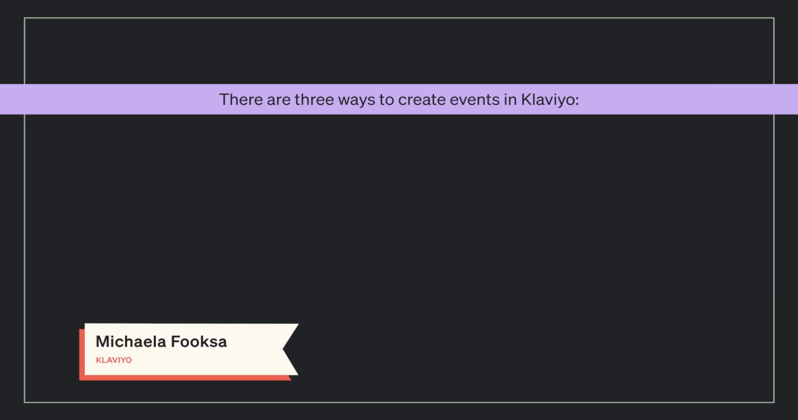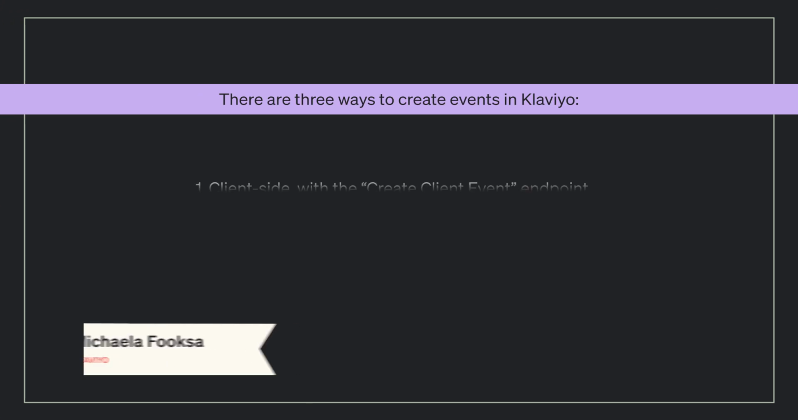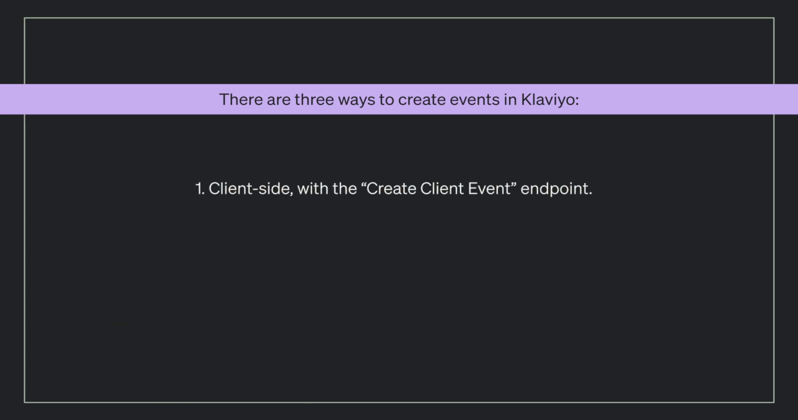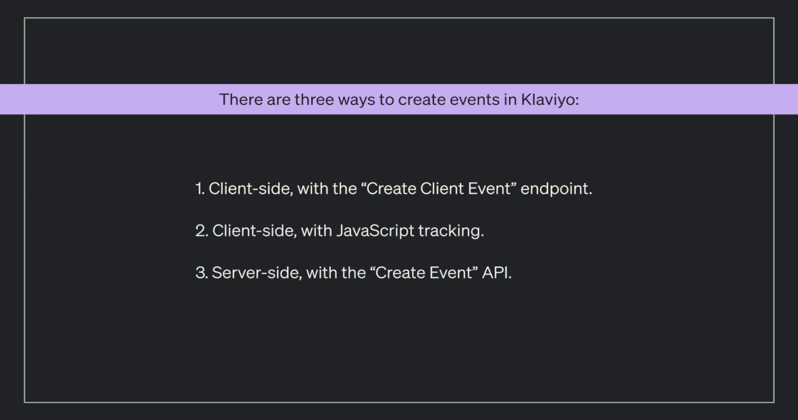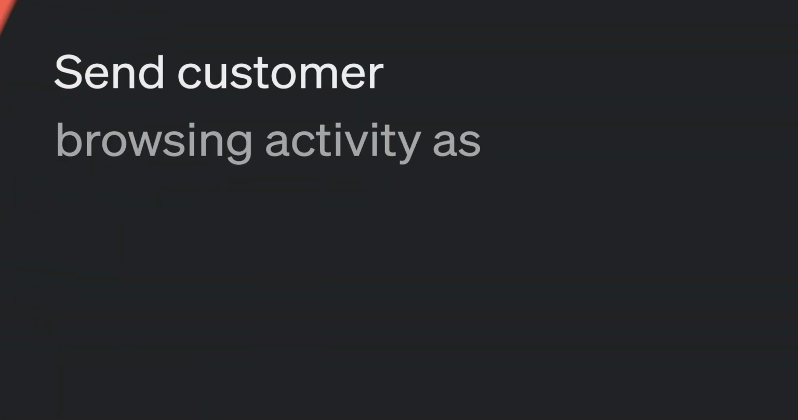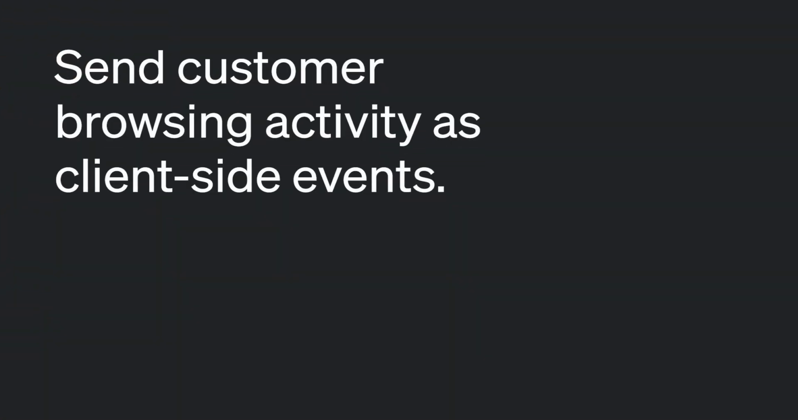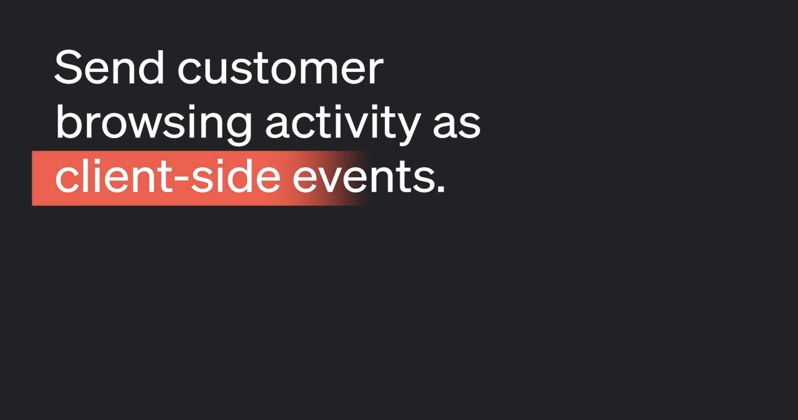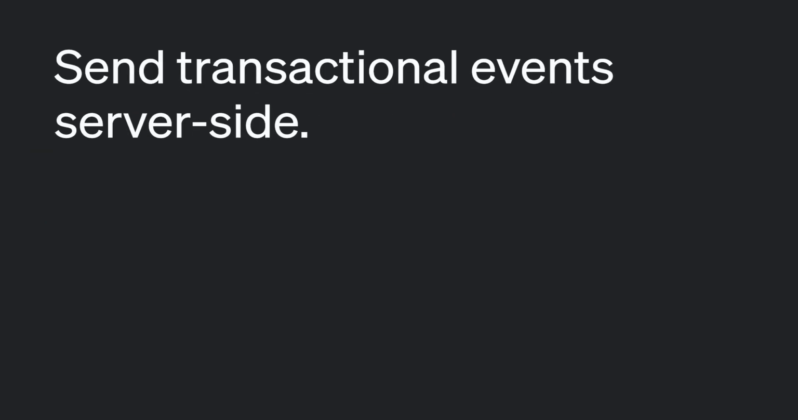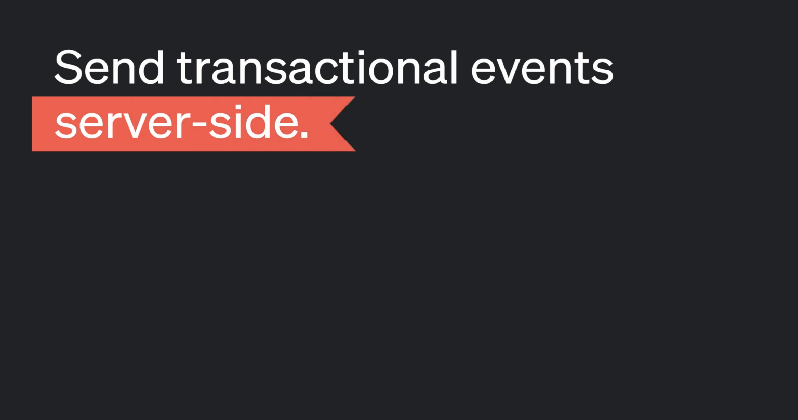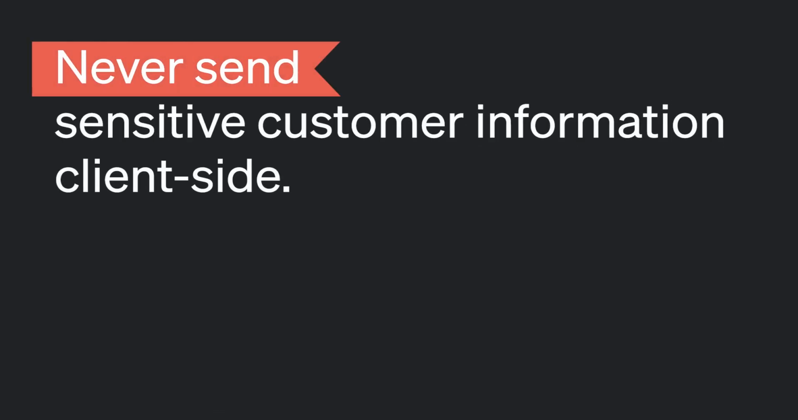There are 3 ways to create events in Klaviyo: client-side with the Create Client Event endpoint, client-side with JavaScript tracking, and server-side with the Create Event API. Send customer browsing activity, such as viewed page or viewed product, as client-side events, and send transactional events, like placed order and canceled order, server-side. Never send sensitive customer information client-side.